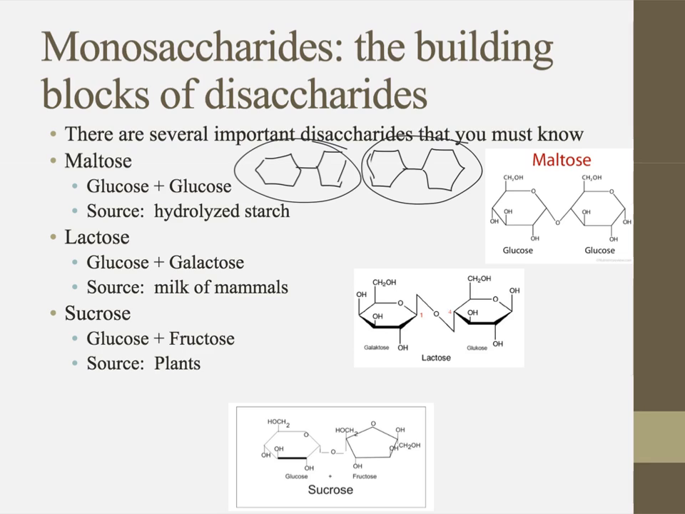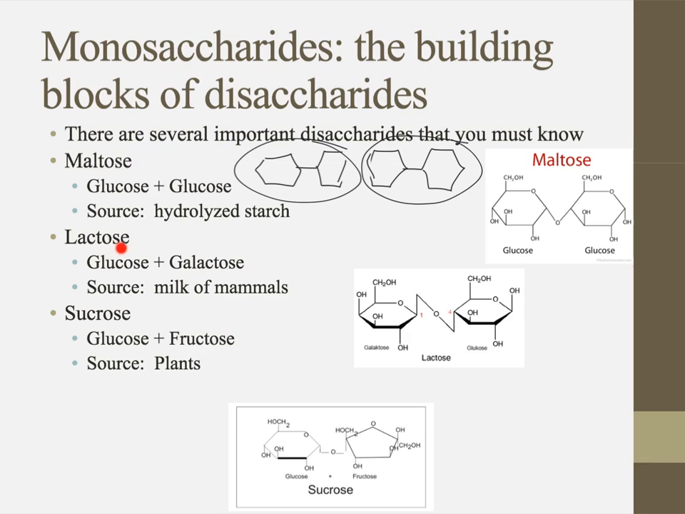Lactose is, of course, from the milk of mammals. All mammals have lactose in their milk. They don't all have the same amount of lactose, but they all have it in there. Okay, and lactose is made from glucose and galactose, so 2 monosaccharides. And then finally we have sucrose, which I'm sure you've heard of before. Sucrose comes from plants. It's what makes them sweet. And that's made from glucose and fructose, which we just looked at earlier.